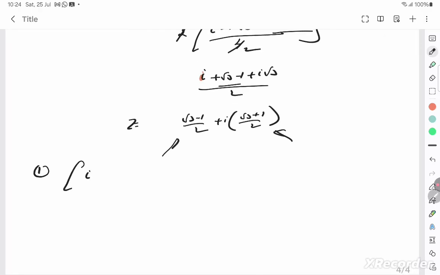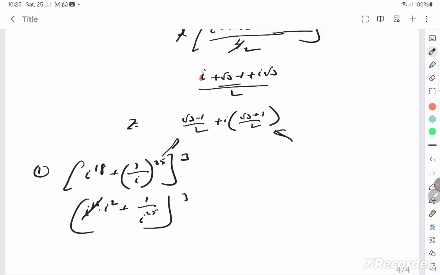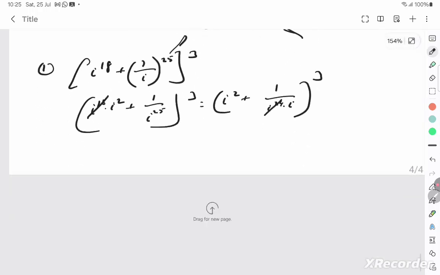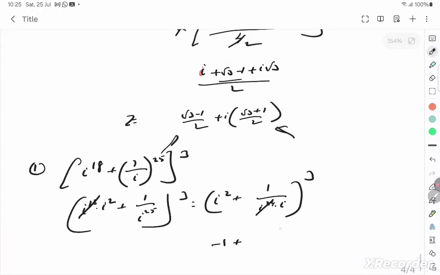Evaluate i to the power 18 plus 1 by i to the power 25, the whole to the power 3. I to the power 18 is i to the power 16 into i to the power 2. I to the power 16 is 1. Plus 1 by i to the power 25, the whole to the power 3, which is i to the power 24 into i, and i to the power 24 is a multiple of 4 in the power, so you get it as this the whole cube. And i square itself is minus 1, plus 1 by i, multiply and divide by i.